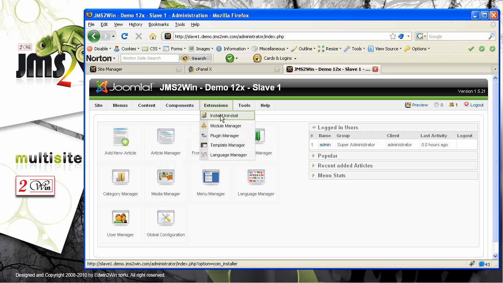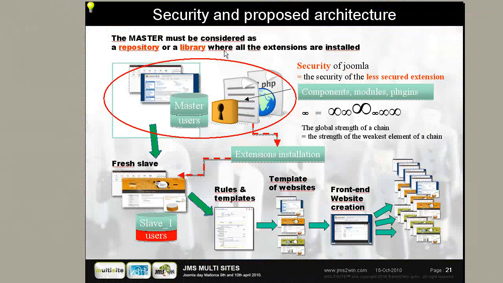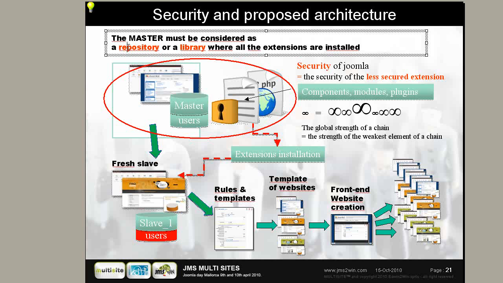When you want to install an extension, be careful that you need to install all the extensions on the master first. The reason is that you have to consider the master as the repository or library containing all the extensions of the application. This is what we have illustrated in the tutorial video 0.b slide 21. We really explain that the master is a repository or library where you install all the extensions.